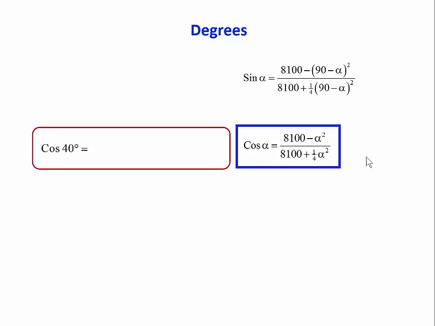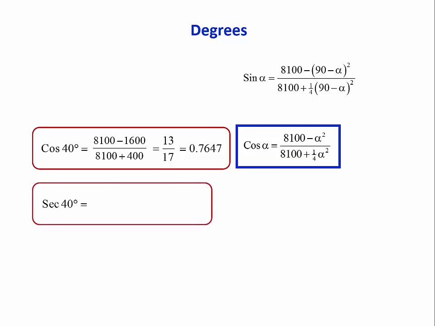So cos 40, for example, simply means putting alpha equal to 40 here. So it's 8100 minus 40 squared over 8100 plus a quarter of 40 squared, which is 400. That's easily reduced to 13 over 17, which with Vedic mathematics is very easy to evaluate. We can use the method for recurring decimals or straight division.